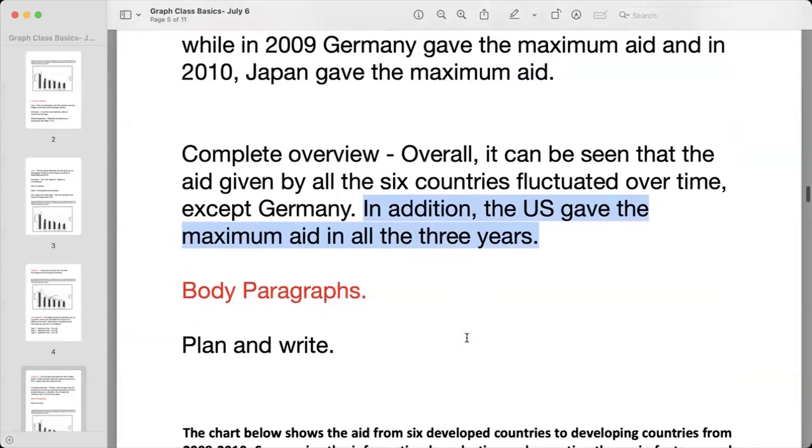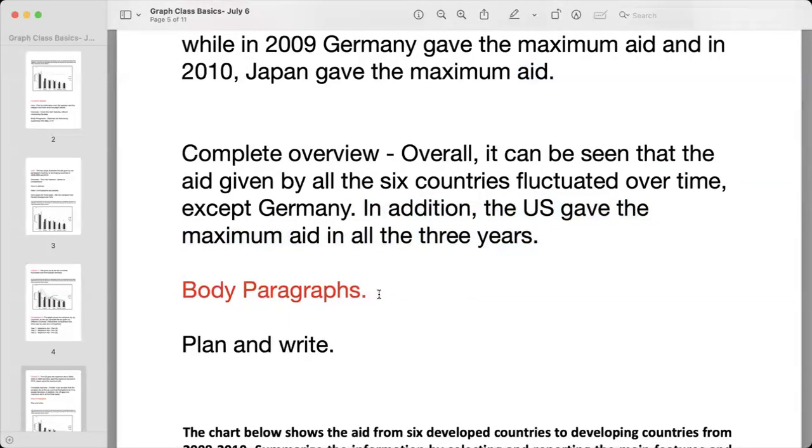Next, we come to body paragraphs. So like I told you, what are body paragraphs? Here also we give features, but our features are supported by data. It's not just data. That's where the students make a mistake. See, the graph is not asking us to write the data. The question is asking us to write features. But here we are going to support the features with data. My only suggestion here is to plan and write.